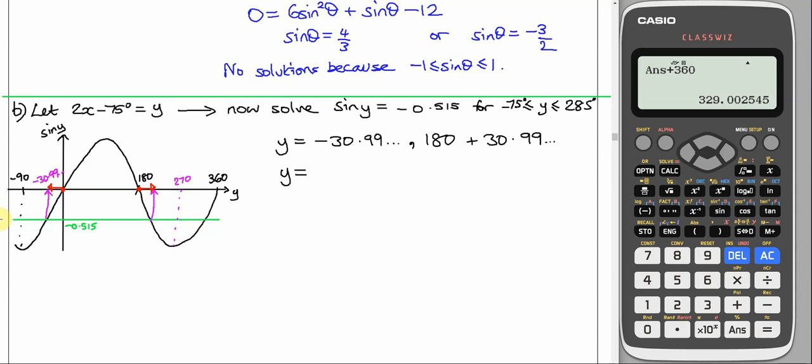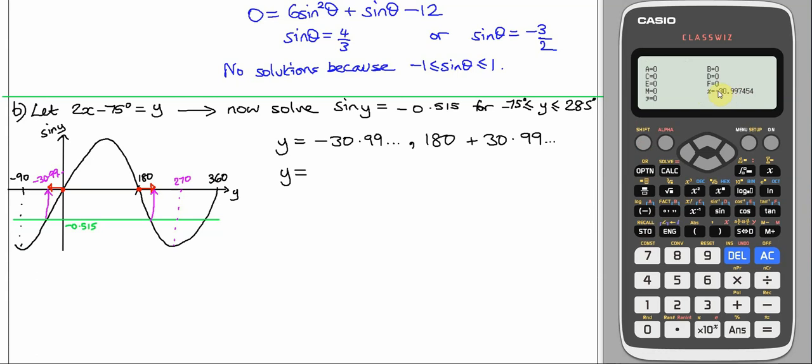Now I just need to be careful here, because in the calculator I stored, and if I use the recall function here, I stored the minus along with x. So if I typed 180 plus the number I'd stored, it would actually take it off because it's negative. So on the calculator I need to do 180 take away x, and my x was negative, so this is going to make it do 180 minus 30.99.